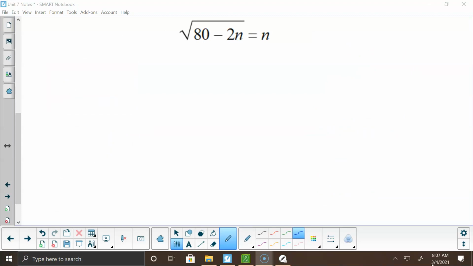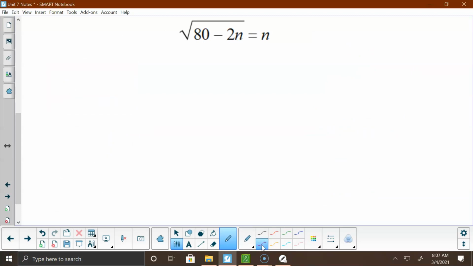So for this one, if I had to name it, it would be single root with a variable on the other side, because there is a single root and I've got other stuff on the other side. It's not just a number, right? So when you go to square both sides on this one, you end up with an n squared, right? So I've got 80 minus 2n equals n squared.